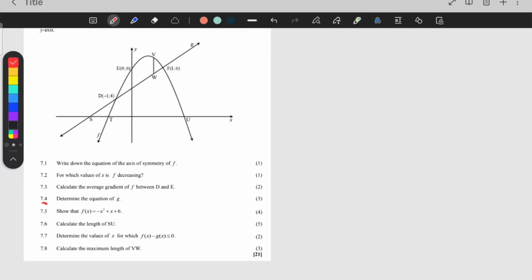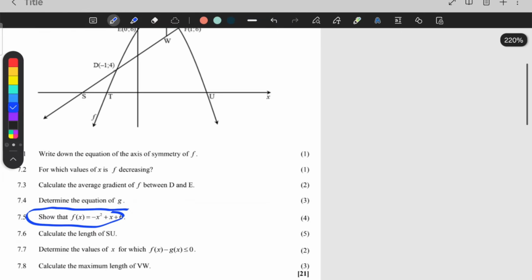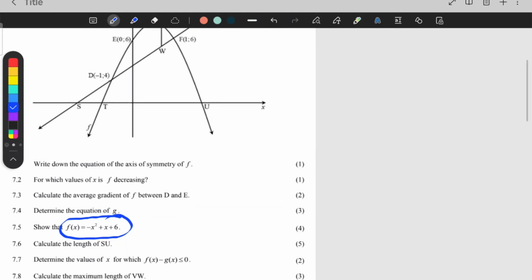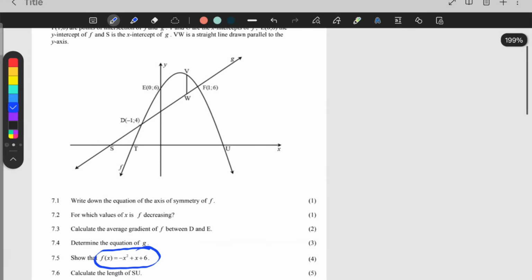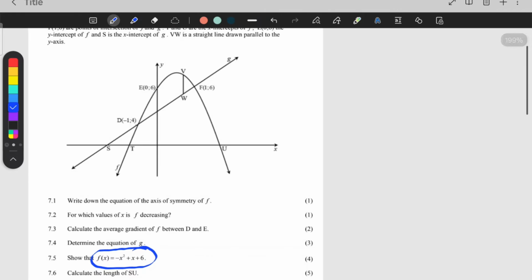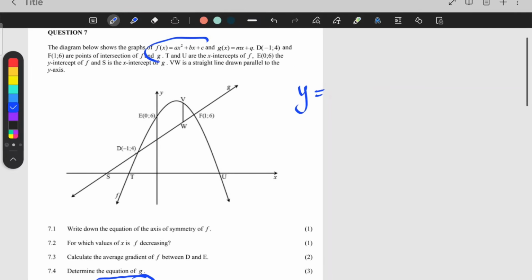Next we go to 7.5. 7.5 says show that f of x is negative x squared plus x plus 6. So another way of asking that question is find the equation of the parabola. So okay, let's see if we can find the equation of the parabola. So far we only have this part that they gave us there, the standard form, ax squared plus bx plus c.